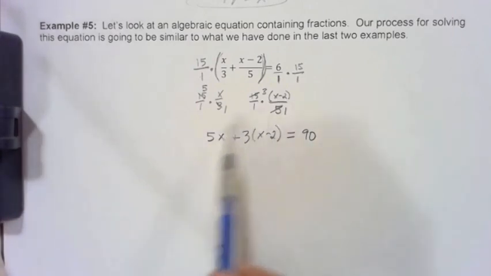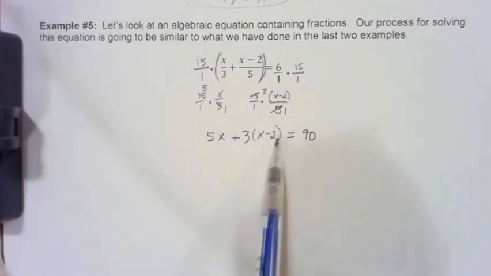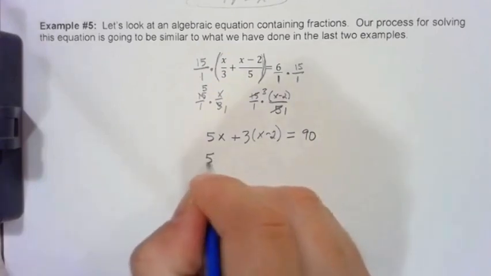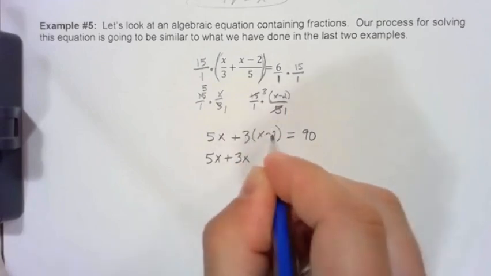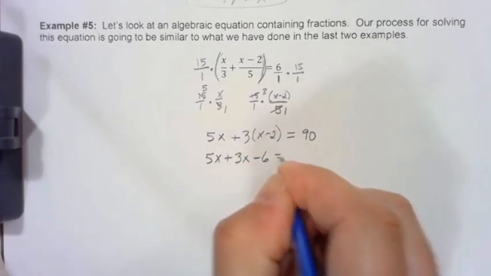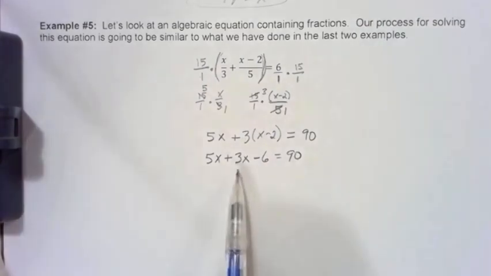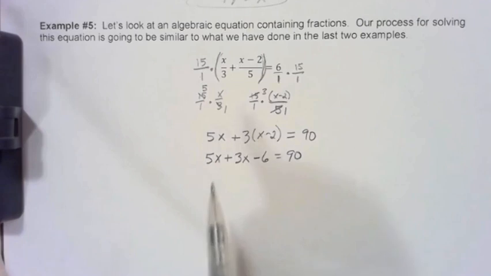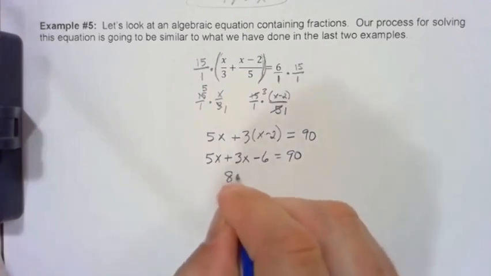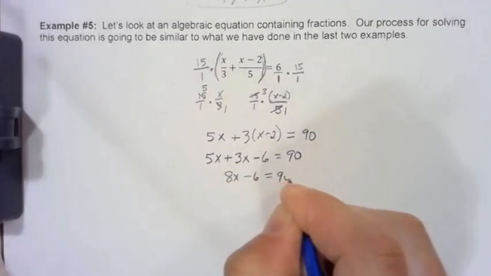I'm going to simplify the left-hand side first. I've got to distribute this 3 to these parentheses. So I'm going to have 5x plus 3 times x is 3x. 3 times negative 2 is negative 6 equals 90. So 5x plus 3x minus 6 is 90. Let's combine the similar terms, 5x plus 3x, to make 8x minus 6 equals 90.